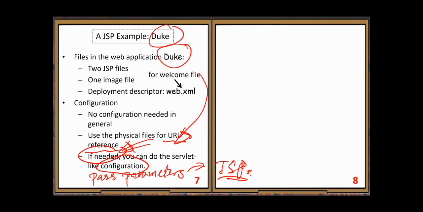We may need to use some customized parameters. You need to have some special chance to tell the server what your parameters are. You need to have that chance to do it. This is the chance.